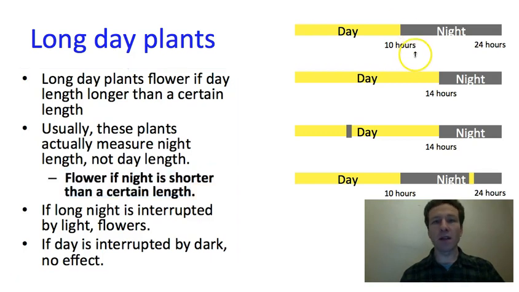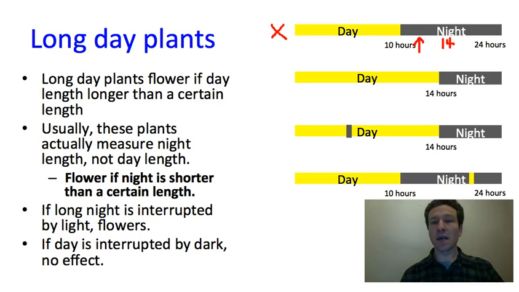And we can draw that on here, like so. Here is our 12-hour mark. And so in this first example, the plant is getting 10 hours of day. That must mean it's getting 14 hours of night, because the hours have to add up to 24. Well, 14 is not shorter than the 12 hours that is this plant's threshold. Since it's not shorter, that means this plant will not flower.